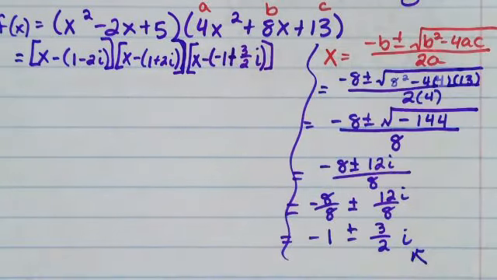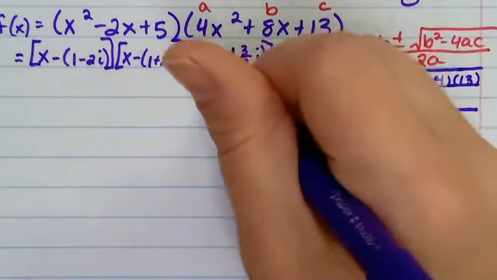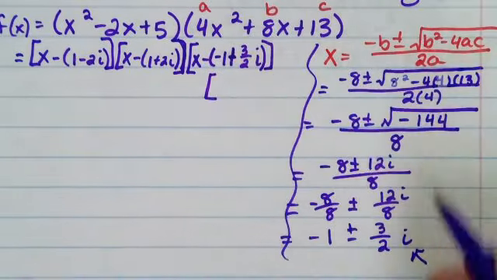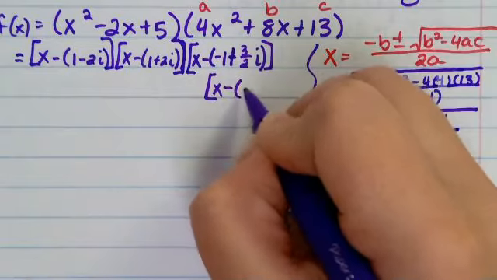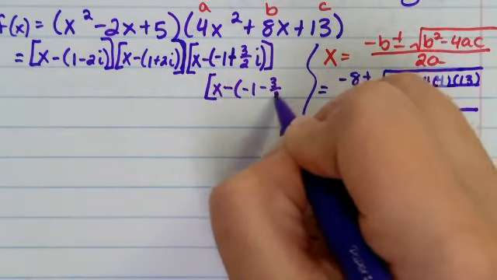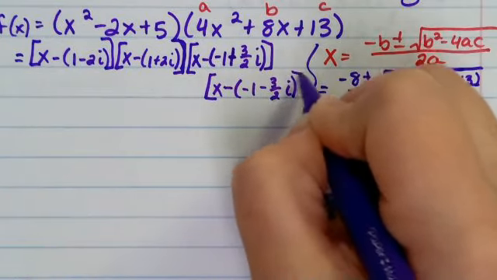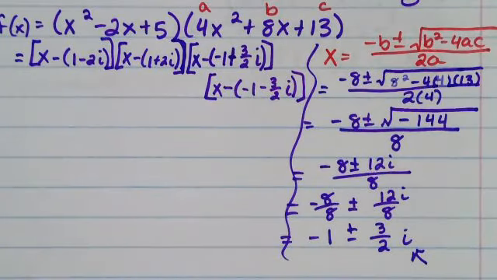I'm going to still run out of room. Okay, I'm going to just put this down here. Then the second one, it would get multiplied by x minus negative 1 minus. Okay, that is its linear factorization.